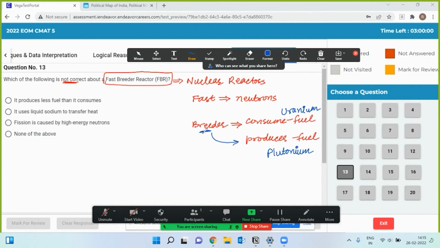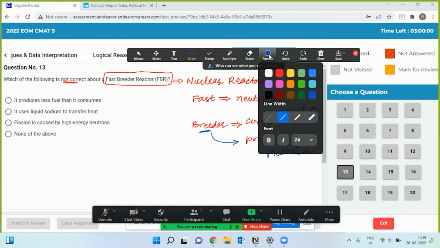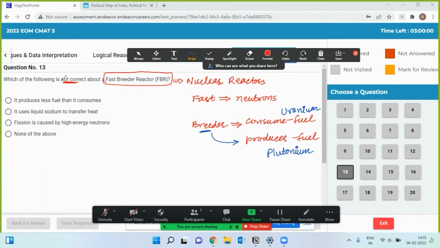Correct? So now with this background, what will be the correct answer to this question? We have to find out which of the following is incorrect. So that means option number A is incorrect. They produce less fuel than they consume. This is wrong. They actually produce more fuel than they consume. So option number A is the answer.